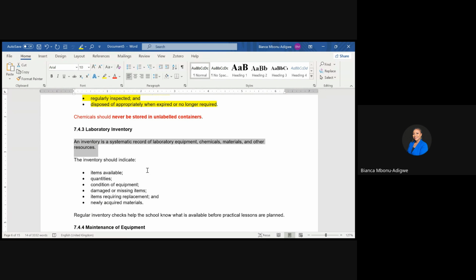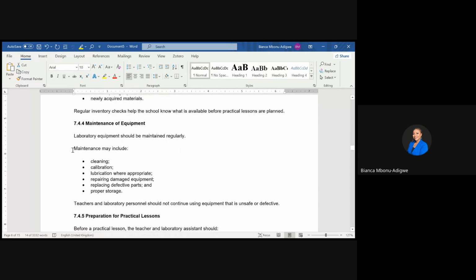And maybe around August, you are supposed to do something and find out that that thing did not work. Your litmus paper has expired. Your phenolphthalein is no longer working. You don't have gas again, or water has finished. No, you must do regular checks to tell the school what is available before practical lessons are planned. I just wanted to mention that part.